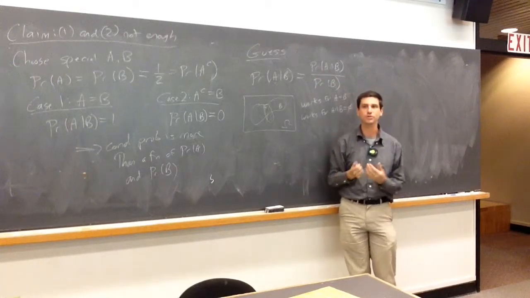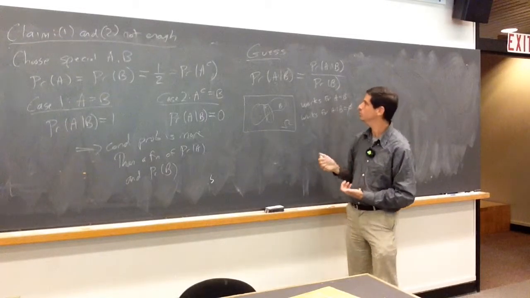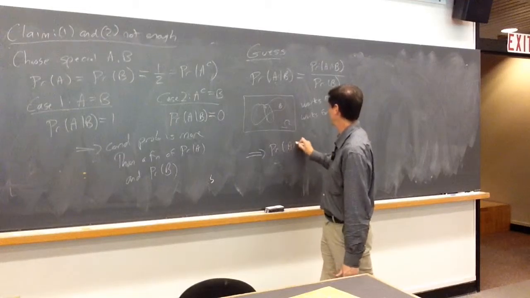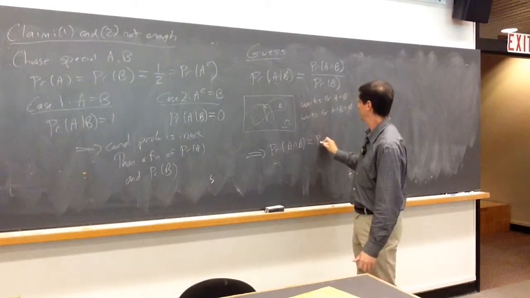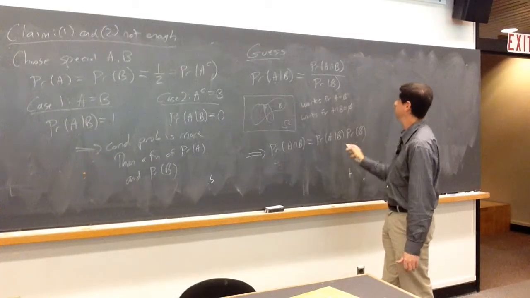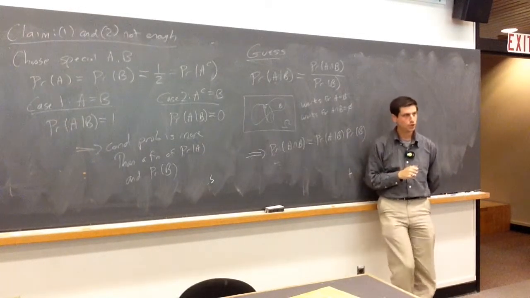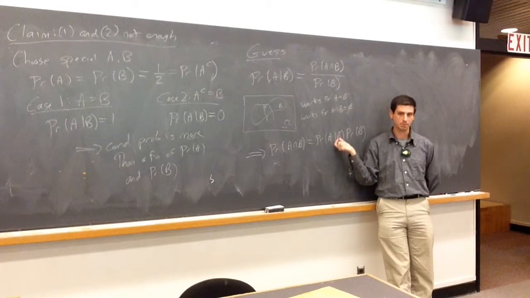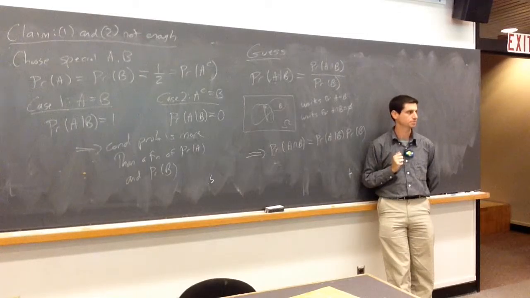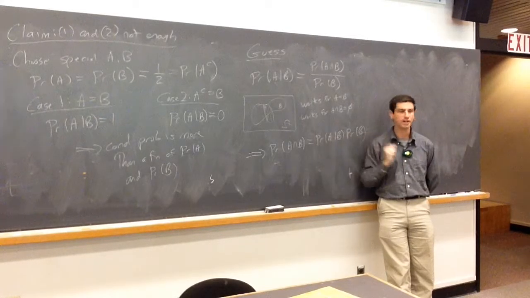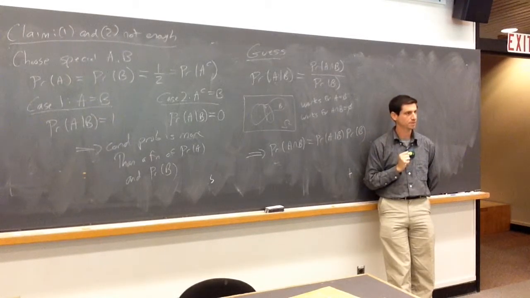Whenever you have formulas, it's often good to just rewrite them and see algebraically what goes on. This is the same as: the probability of A and B is the probability of A given B times the probability of B. So what's the probability that both happen? It's the probability that A happens given that B happens times the probability that B happens. So this is a nice way of rewriting conditional probability.